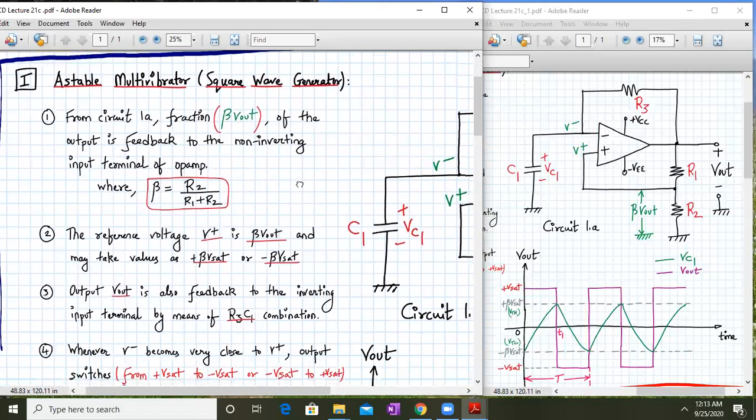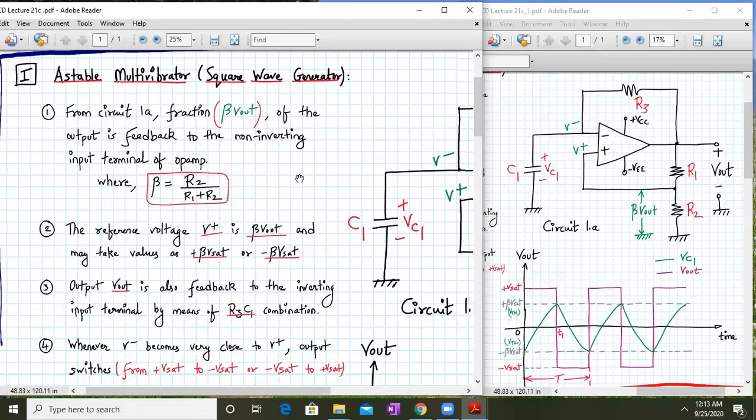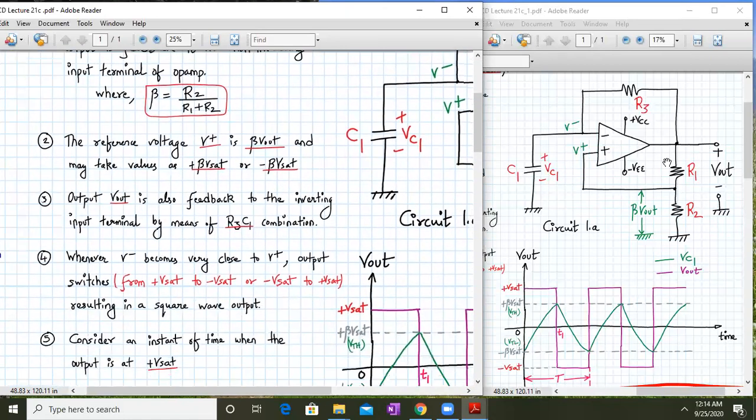An astable multivibrator is also called a square wave generator. We have seen that in the last design. So from this circuit, the fraction of the output, now output is V out, so the fraction of output is beta times V out, where beta is less than 1 basically. This fraction of the output is fed back to the non-inverting terminal of the op amp, where beta is given by R2 upon R1 plus R2. So kindly remember that R2 and R1 can be interchanged. Some people have written R2 up and R1 down, and accordingly this formula will change.